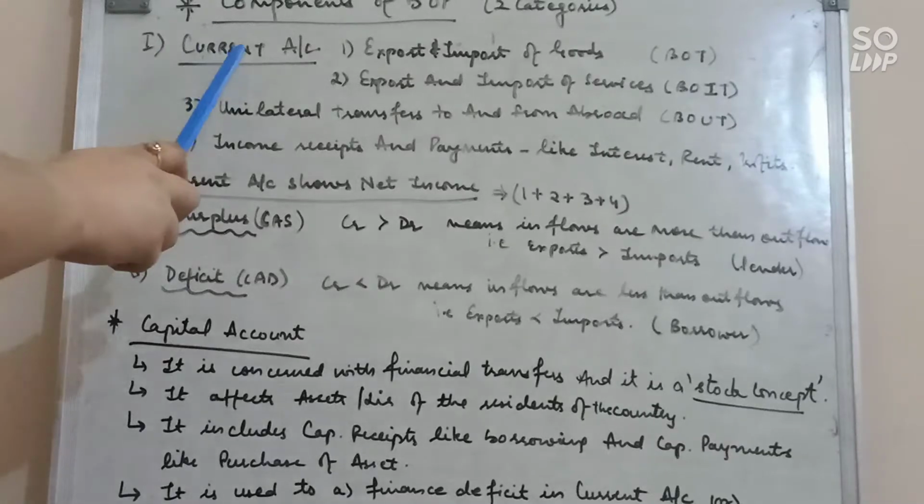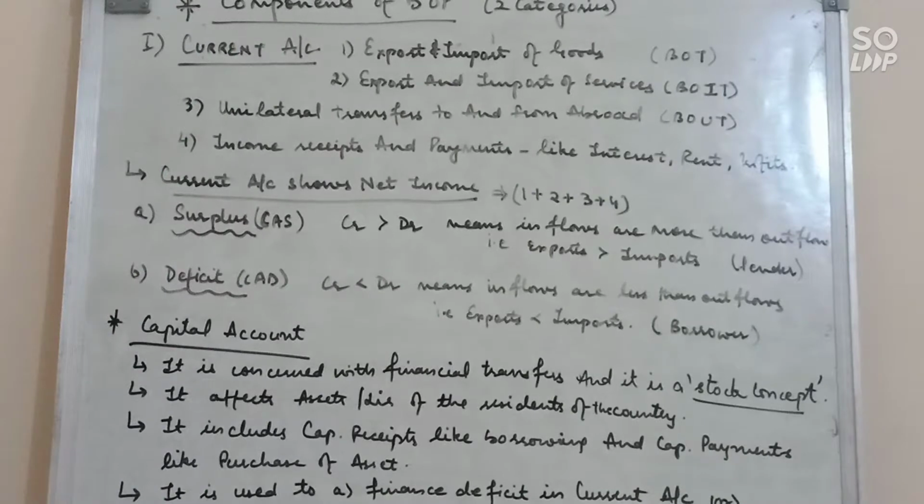First is current account. Current account is the account in which we will record all the transactions which are related to the import export of goods, services, unilateral transfers and income receipts and payments during a given period of time. It is a flow concept. So it has four components.